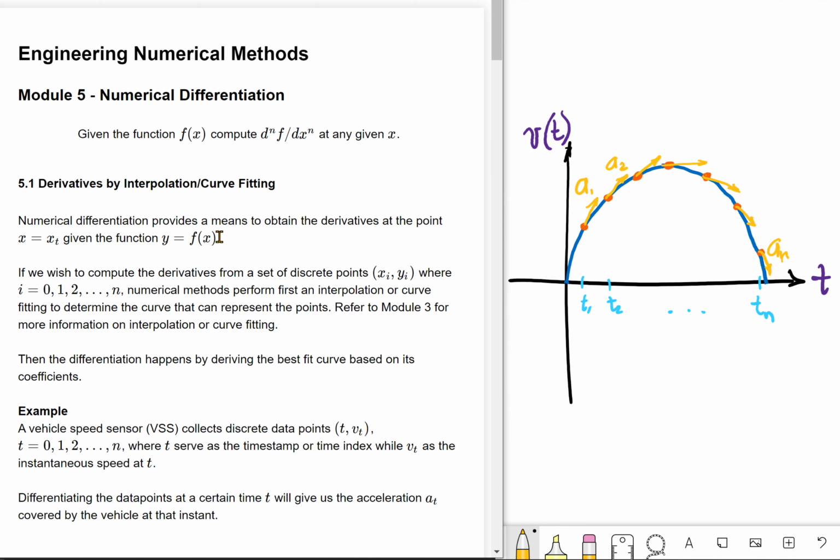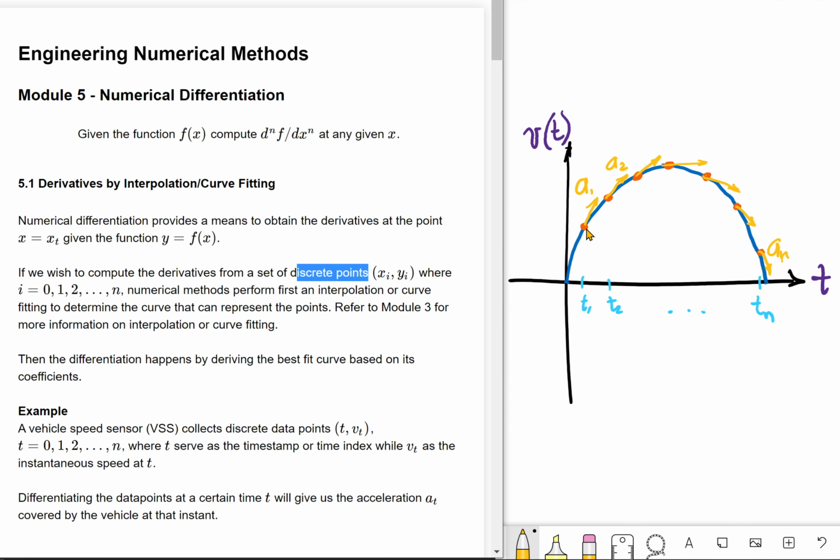Okay, so in this example we're just going to discuss the first derivative, or the next order derivative. So if you wish to compute the derivatives from a set of discrete points xi and yi, so these are the coordinates where i is a certain data point or the range of the data points, numerical methods perform first an interpolation or curve fitting to determine the curve that can represent the points. Okay, so meaning we can create the points.